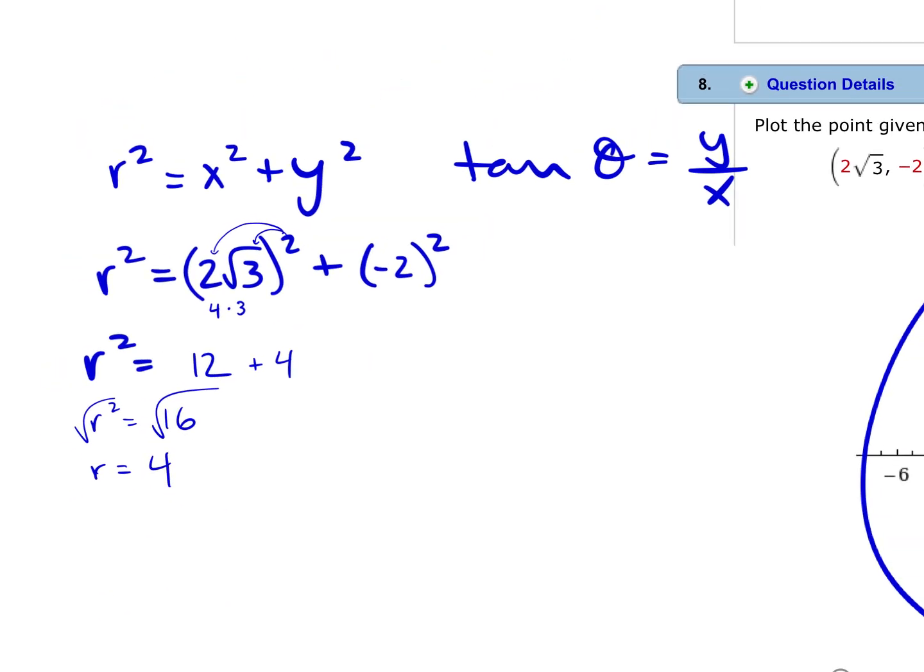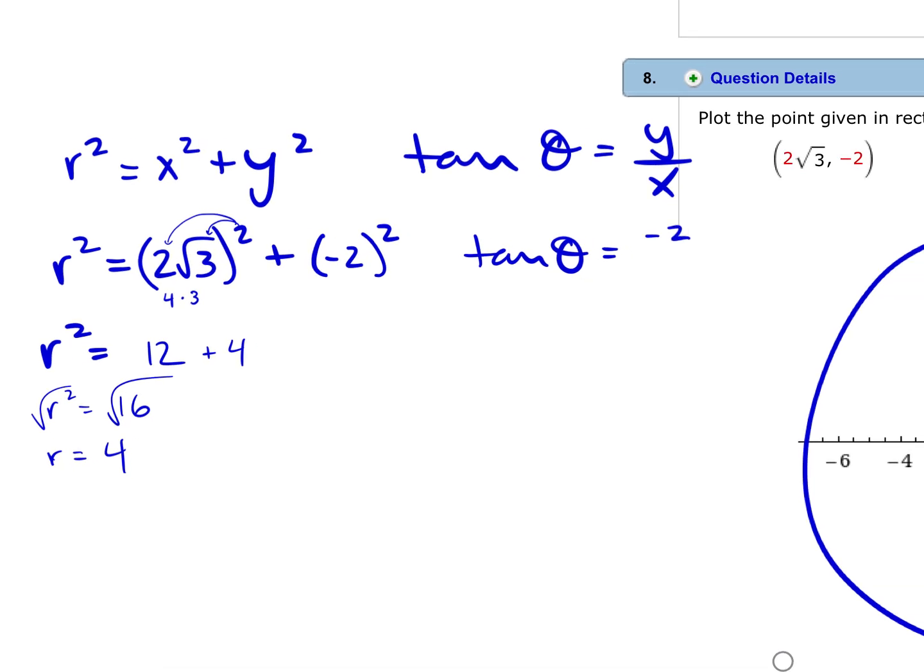Let's find our theta. So tangent of theta is equal to y over x, so -2 over 2 square root 3. This would simplify to -1 over square root 3. Now we want to find where on our unit circle does y over x simplify to negative 1 over square root 3. You could rationalize this if you want, but when you simplify in your unit circle, you'd want to rationalize. So you don't really have to. If you don't rationalize here, don't rationalize when you find your theta either. We're just looking for the theta, so it's not like this is our final answer.